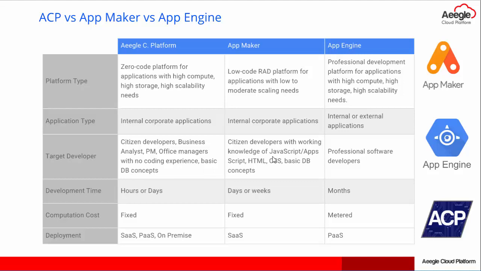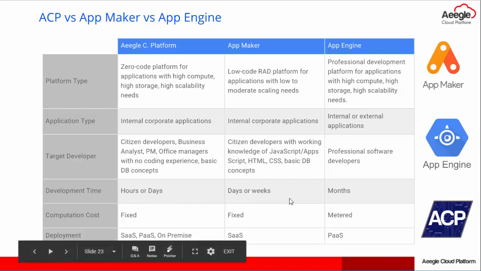But then with App Maker, yes, it's also for citizen developers, but they must have some knowledge of JavaScript, AppScript, HTML, CSS, and some basic DB concepts. App Engine, on the other hand, is for professional software developers. Development time with ACP, you can build an application in hours or days. With App Maker, days or weeks. And App Engine, well, in months.